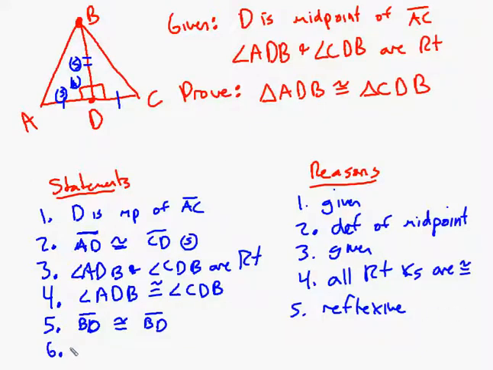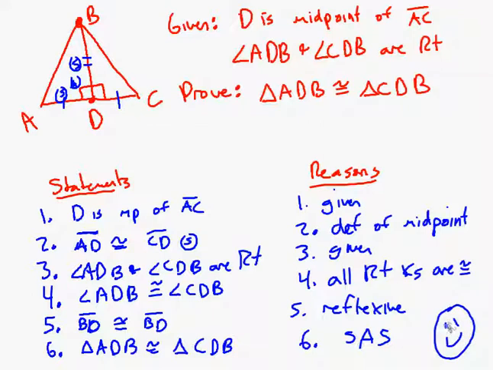Alright, so statement 6, triangle ADB is congruent to triangle CDB because... Why? It is not given. Side angle side. If it were given, I'd have nothing to prove. And now we're happy because we have done our proof.